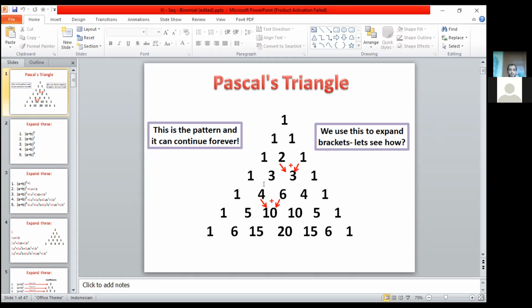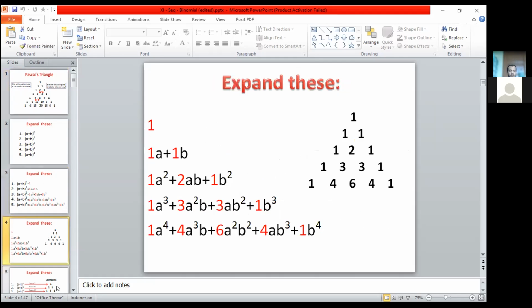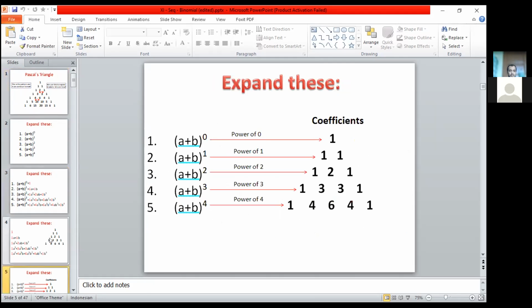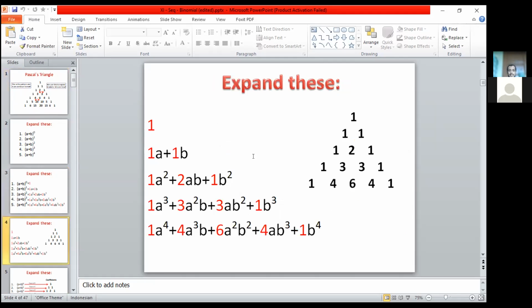So this is the pattern of Pascal's triangle, and it is the coefficients of a power of a binomial. Let's look at this slide. The pattern matches those of the Pascal's triangle for the coefficient, and for the power of each term, it goes something like this.